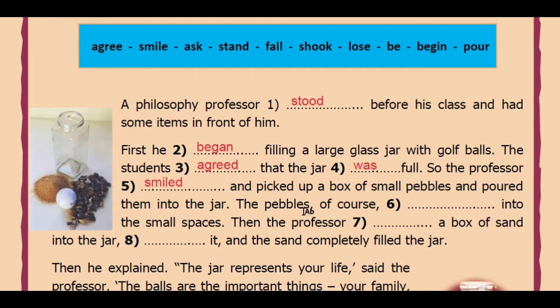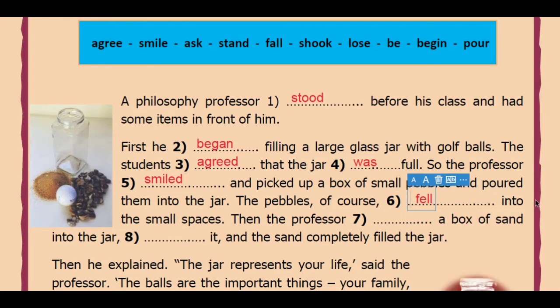The pebbles, of course, number six, into the small spaces. Again, the pebbles, of course, what is it? Into. So you have to complete fall, right? Fall becomes fell. Okay, fell into the small spaces.